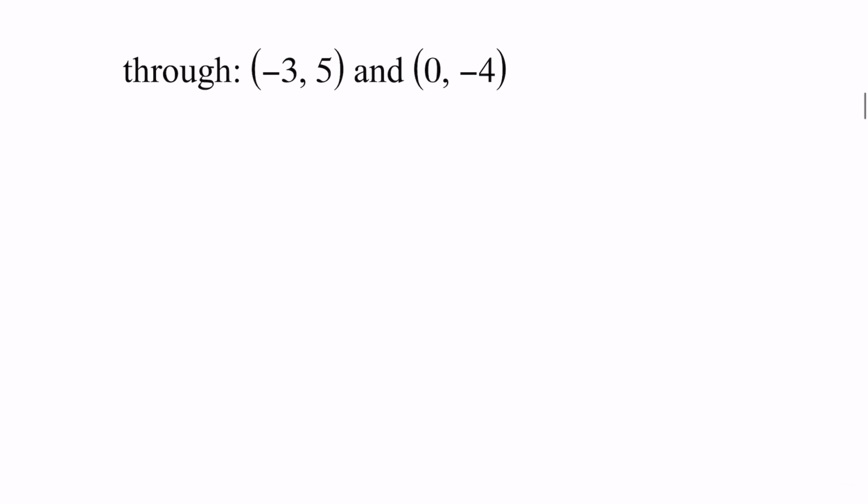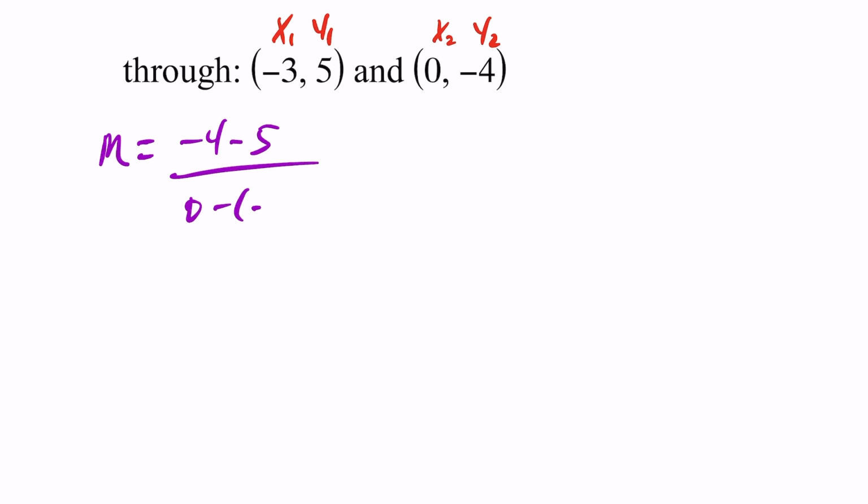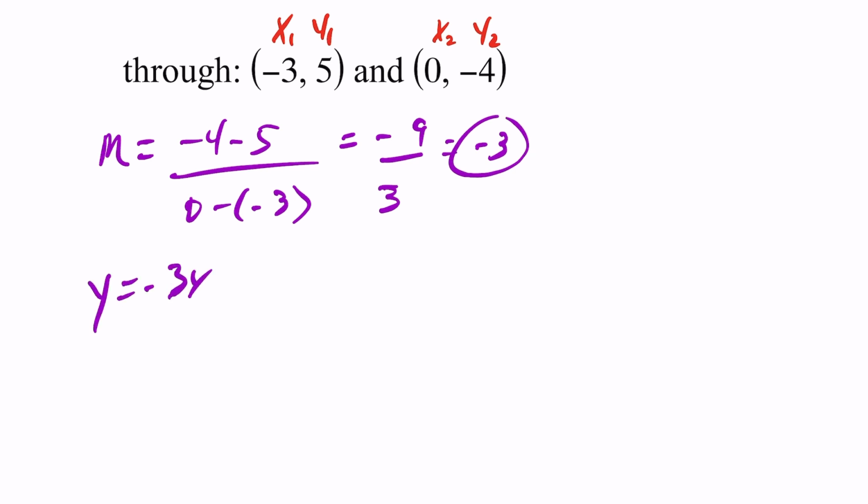So the next problem, same idea. We want to find the equation of a line. We're given these 2 points. I'm going to label this x1, y1. I'll label this point x2, y2. If I go to calculate my slope, I'm going to do the change in my y, so I'll do y2 minus y1 over x2 minus x1. I end up getting -9 over 3, which is -3. So the slope of this line is -3, and the equation is y equals -3x plus b. And again, I'm lucky enough, once again, they gave me my y-intercept sitting right here.